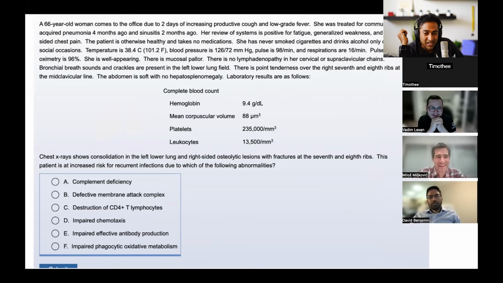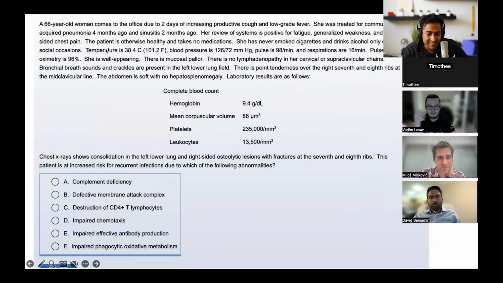Okay, 66-year-old woman comes to the office with 2 days of productive cough, low-grade fever. She's had community-acquired pneumonia, sinusitis 2 months ago. Review of systems is positive for fatigue, weakness, right-sided chest pain. Otherwise healthy, takes no medications. Never smoked cigarettes, drinks alcohol only on rare occasions. She's hot, blood pressure 126/72, pulse about 100, respiration 16, pulse oximetry 96%, well-appearing, mucosal pallor. There's no lymphadenopathy in the cervical or supraclavicular chains. Bronchial breath sounds and crackles are in the left lower lung field. Point tenderness over the ribs. The abdomen is soft, no splenomegaly.